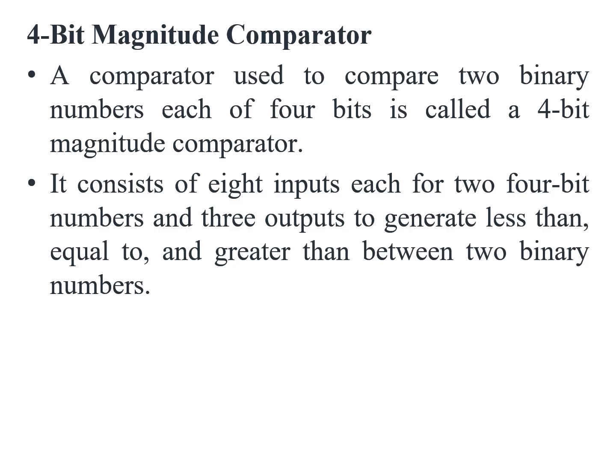Similarly, we can design a 4-bit magnitude comparator. A comparator used to compare two binary numbers each having 4 bits is called a 4-bit magnitude comparator, and it consists of 8 inputs, 4 for each of the two numbers, and 3 outputs to generate the lesser than, equal to as well as greater than outputs between the two binary numbers.